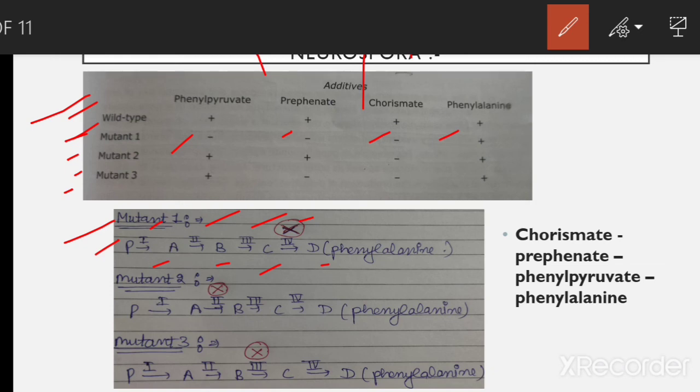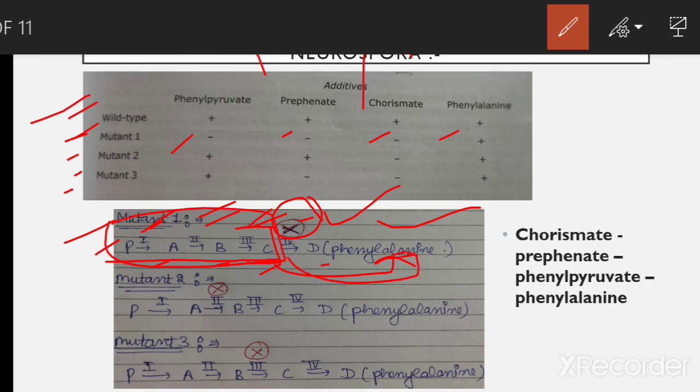So we can see here that this mutant first is unable to grow on any type of substrate except phenylalanine, that is the end product. It means that there is a mutation in the fourth enzyme, because if the other enzymes are functional as in wild type, the products of these enzymes are still unable to convert into the end product, phenylalanine, due to the absence of the fourth enzyme, or the absence of a functional fourth enzyme, or the presence of an inactive form of the fourth enzyme, due to which these substrates are unable to convert into phenylalanine, and this mutant is unable to grow on phenylpyruvate, prephenate, and chorismate.